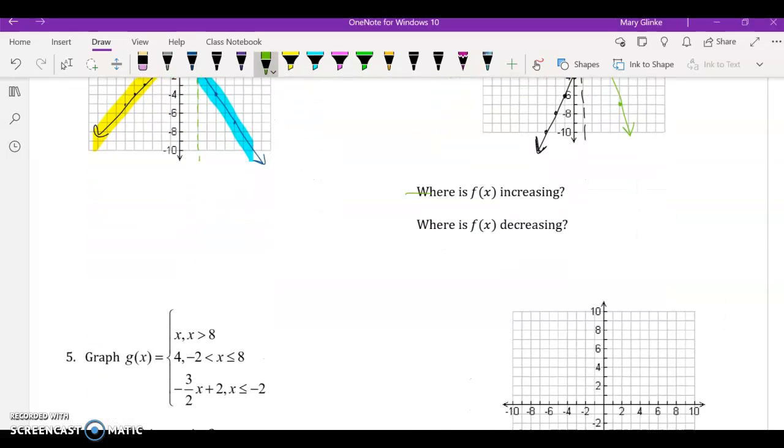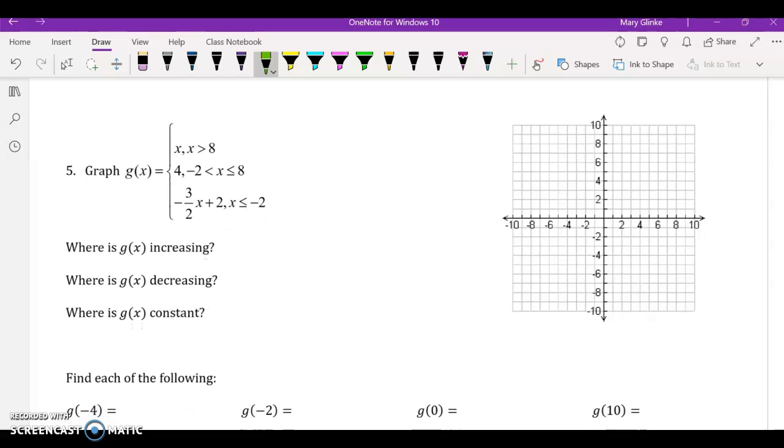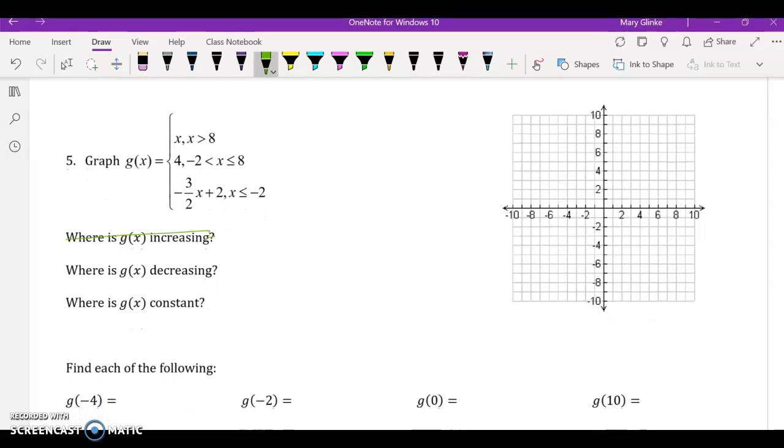So we're going to try a couple more here. For piecewise functions, we're not going to do the increasing and the decreasing portion. We're going to focus more on the graphing of it. So taking a look at number 5, we're going to, again, cross off those increasing, decreasing, and constant, and focus all our efforts right now on how to graph this one.